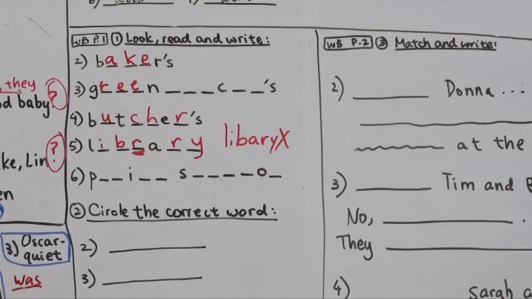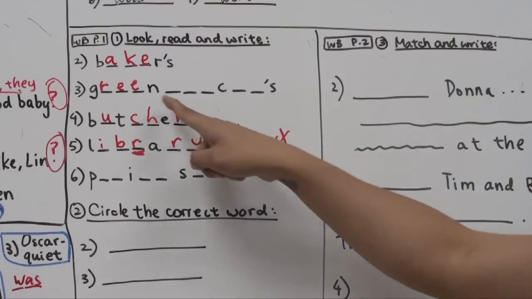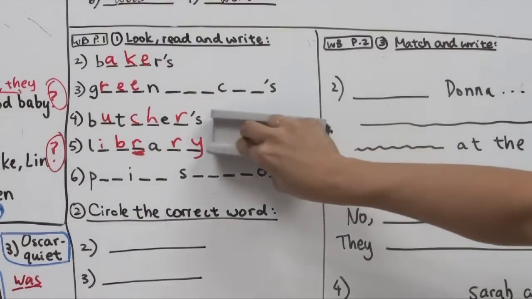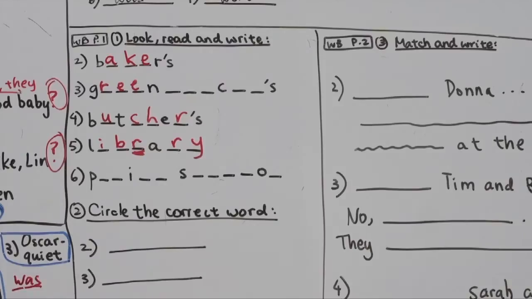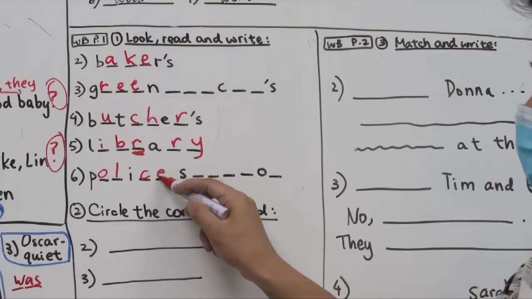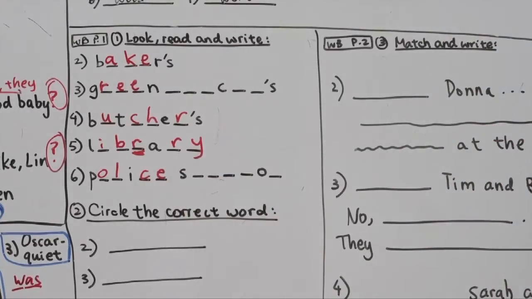Police station. Right? How do you spell police station? Alright? Again, number 3 is green grocers. Okay, I'll try to explain what grocers mean later. Alright, try your best to spell police station. Right, so if you don't know, try your best, alright? So police, right? Police should be very easy. P-O-L-I-C-E, right? Police. And how to spell station?